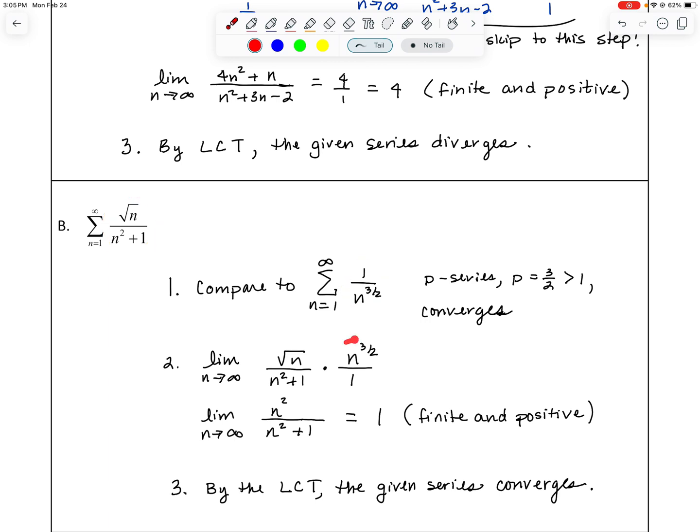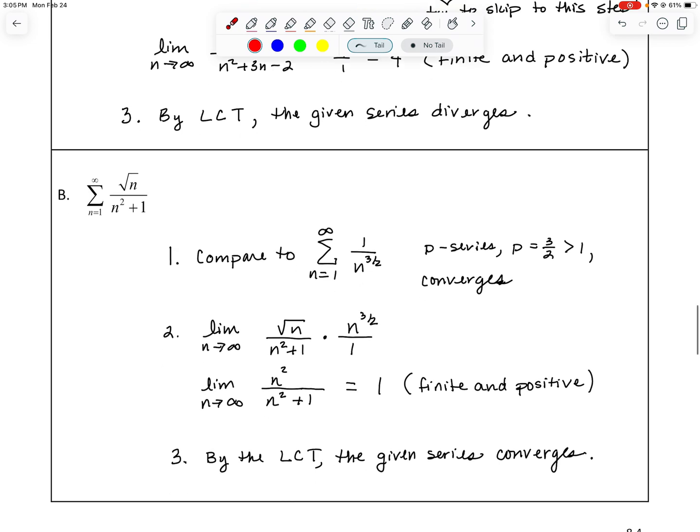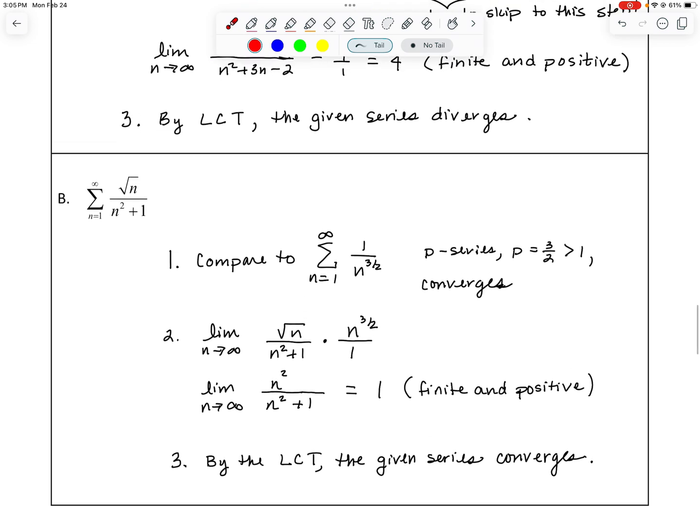And when you divide by a fraction, you're really multiplying by its reciprocal. So I'm skipping this algebraic step there. Then I combine these n's by adding their exponents. And then I take the limit at infinity, which is going to be 1, finite and positive. So by the limit comparison test, the given series converges.